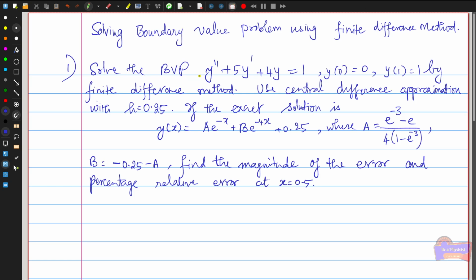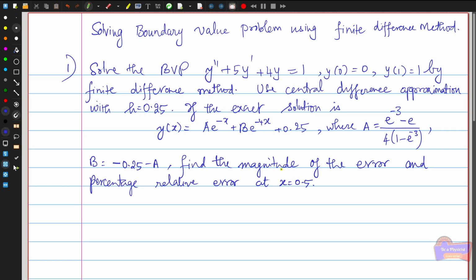Solve the boundary value problem y double prime plus 5y prime plus 4y equal to 1. The boundary values are given as y of 0 equal to 0 and y of 1 equal to 1, by the finite difference method. You have to use the central difference approximation with step size h equal to 0.25, and the exact solution is given as y of x is equal to a times e power minus x plus b times e power minus 4x plus 0.25, where a has this form and b is equal to minus 0.25 minus a.